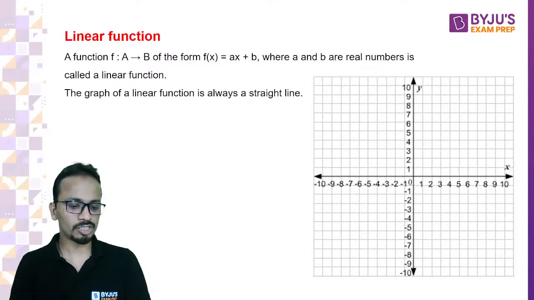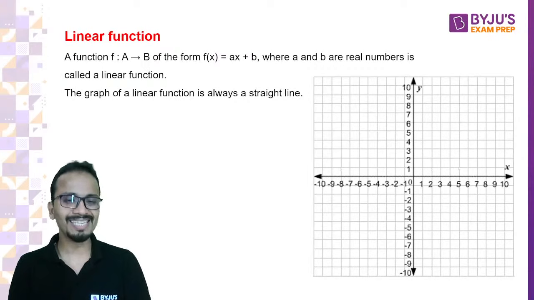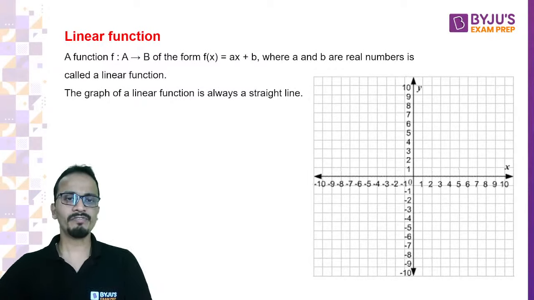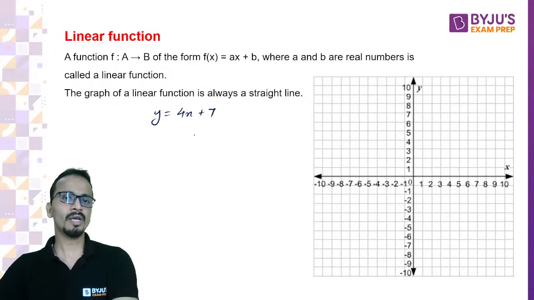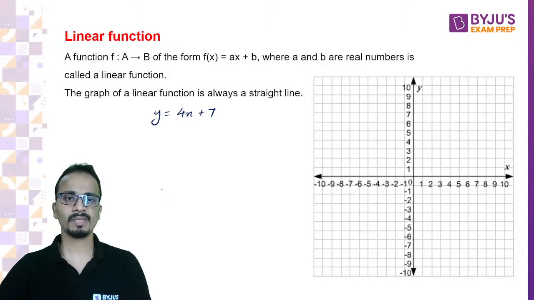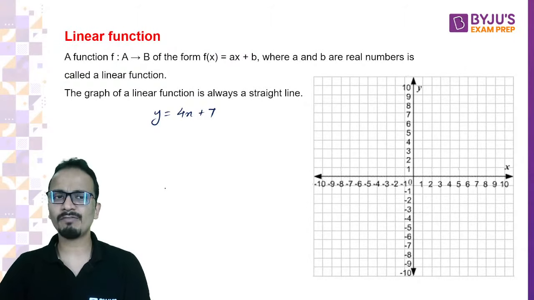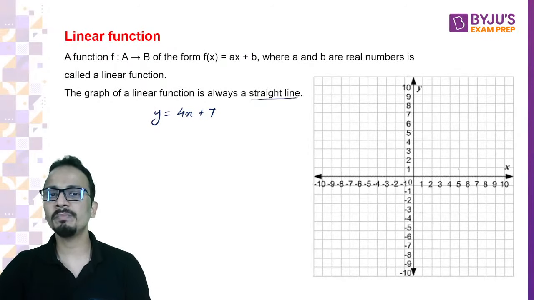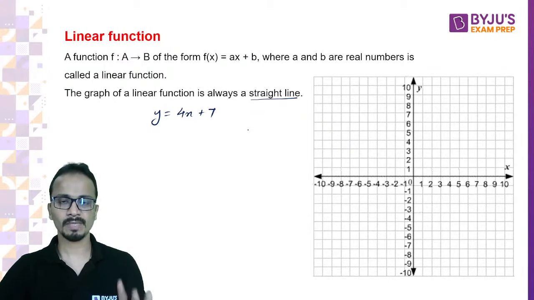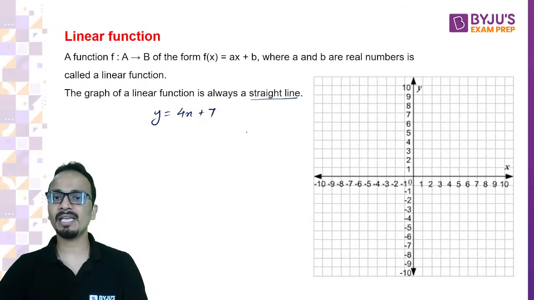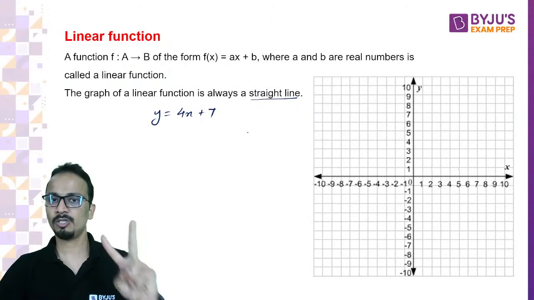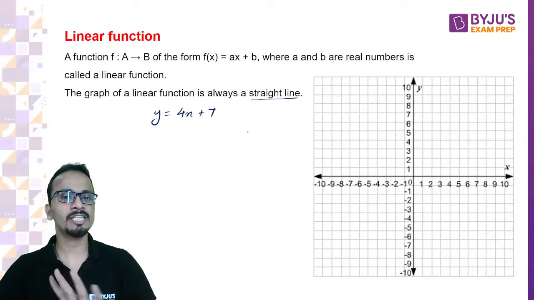So one such function, the first type, is a very basic function, a linear function. Now if I consider any linear function, let's say y is equal to 4x plus 7. Now if I want to plot the graph of this linear function, the graph will always be a straight line. Now since it is a straight line, to plot this graph entirely I just need 2 points. If I get 2 points, I can draw a straight line joining these 2 points.